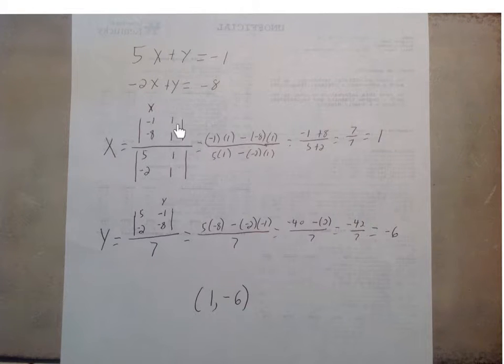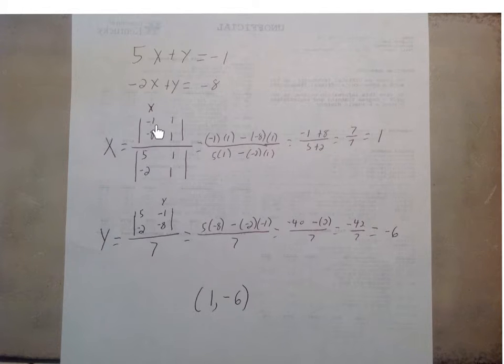The top determinant will match the bottom one, except if you're solving for x, in the first column you'll have the constants, the -1 and -8. Then the other column will match the denominator. When you're solving for y, here's the denominator, so match it. Then in the y column, or the second column, you'll have your constants once again. The value of the determinant in the bottom is the same for x and y.